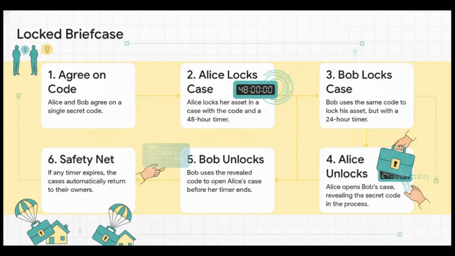Now, since Alice knows the code, she can open Bob's briefcase. But here's the genius part. The act of her opening it automatically reveals the secret code to Bob. So now Bob can use that code to open her briefcase. And if anyone gets cold feet or a timer runs out, both briefcases just automatically snap back to their original owners. It's brilliant. No trust is ever needed.